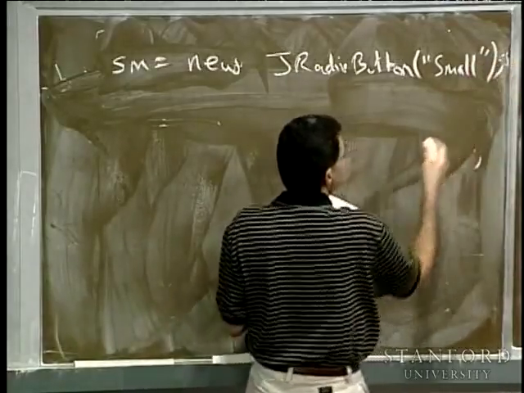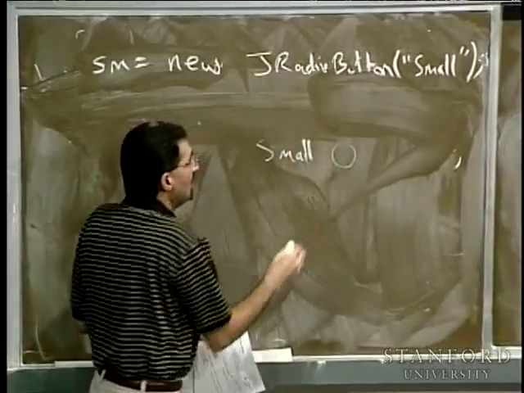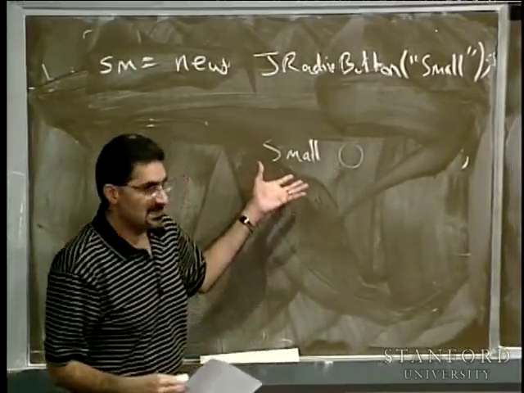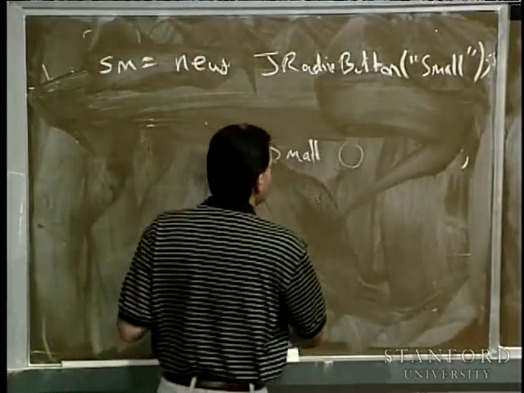So this actually creates a single button, right? The single little circle with the word small next to it. And you might say, okay, if it does that, how do I know that it's related to medium and large and all that? We'll get to that, okay?